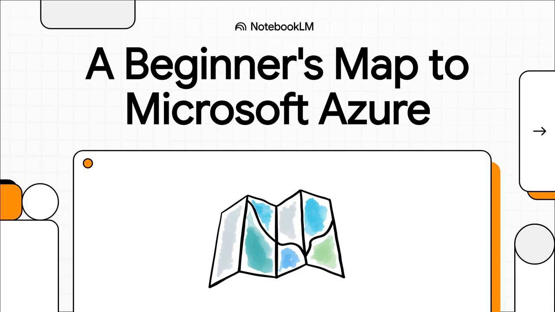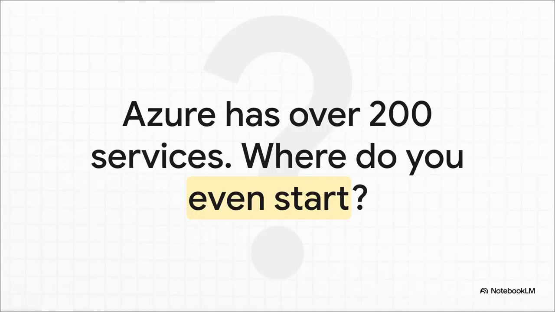Hey everyone, so let's talk about Microsoft Azure. It's this massive world of cloud computing, and honestly, it's pretty incredible. But with over 200 different services, it can feel like you're staring at a giant, sprawling map with no idea which way is north. And that's the million-dollar question, right? Where do you even begin?